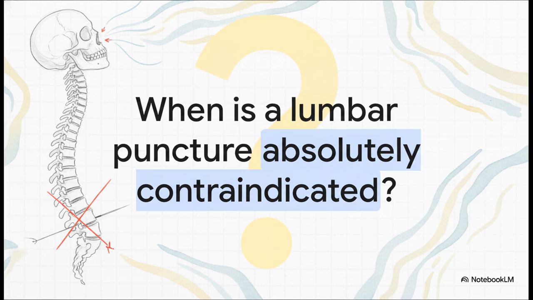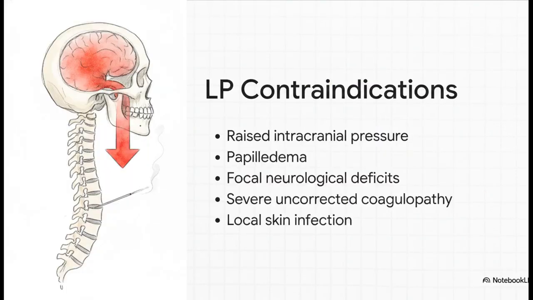It all comes down to the simple physics of pressure gradients between the skull and the spine. Let's look at the lumbar puncture contraindications matrix. The absolute most critical red flag here is raised intracranial pressure, or ICP. This is usually caused by a space-occupying lesion, like a tumor or severe hematoma.